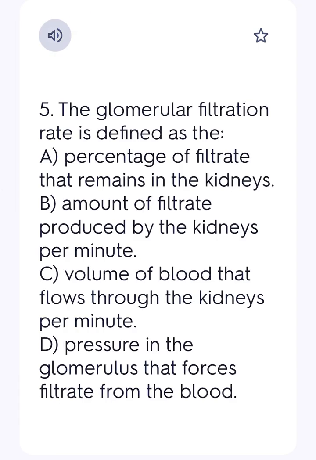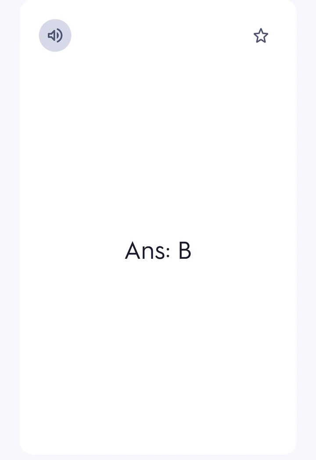5. The glomerular filtration rate is defined as the A percentage of filtrate that remains in the kidneys, B amount of filtrate produced by the kidneys per minute, C volume of blood that flows through the kidneys per minute, D pressure in the glomerulus that forces filtrate from the blood. Ans. B.